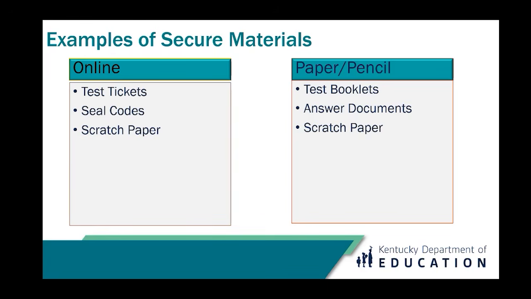Once these items are printed, you must keep them secure until they are distributed on the test day. After the test ticket and seal codes have been used, they will be returned to the BAC to be securely destroyed. Paper and pencil tests and accommodated test kits will contain test booklets, which contain the test questions, and answer documents to secure. Sometimes the test booklet and answer documents are combined into one.